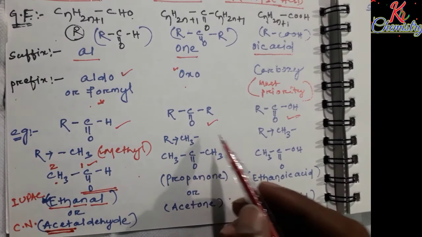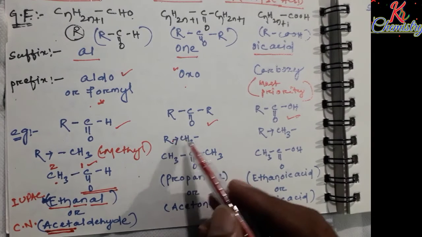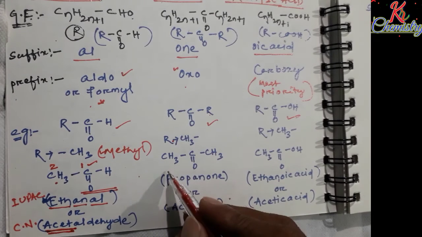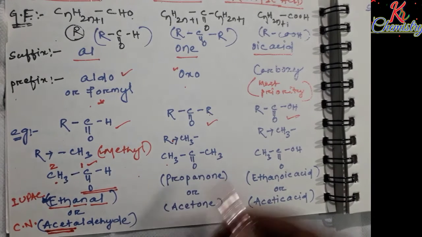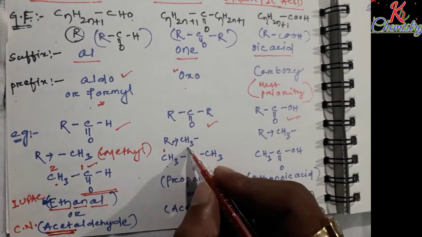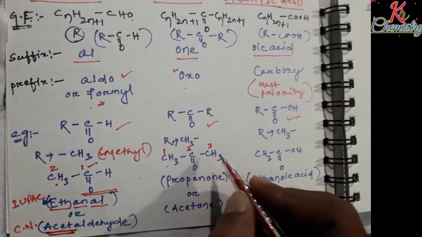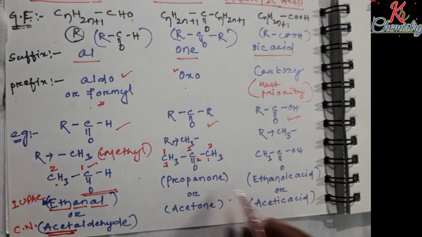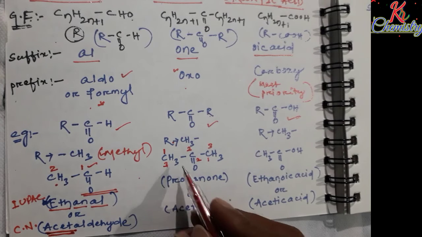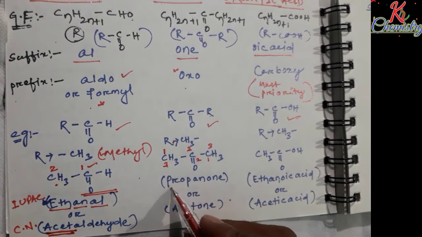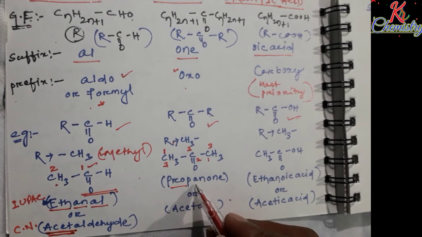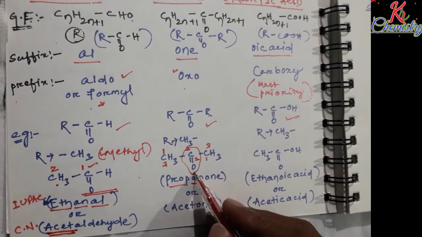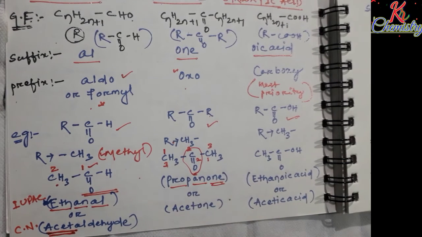Likewise, here if we use R as CH3 for both the alkyl groups, then the structure is CH3COCH3. Then we can name it 1, 2, 3, or you can name from this side 1, 2, 3. So the longest carbon chain is 3, which means the word root is prop, and since there is a single bond, "an" is the primary suffix, and the secondary suffix is the functional group, that is ketone, so the secondary suffix is "one".